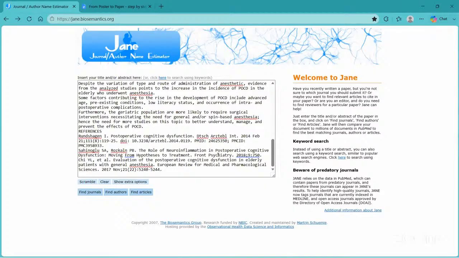And then, as I said, Jane relies on the data in PubMed, which can contain papers from predatory journals. So these are only recommendations. They are not guarantees. So you would still have to check the scope of the journals. You would still have to check author guidelines and verify publication fees.